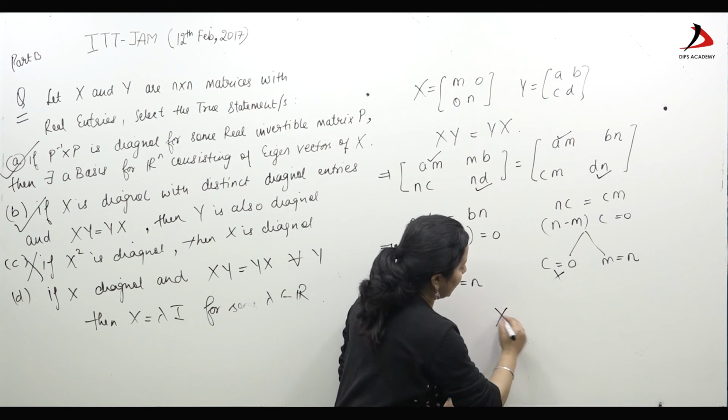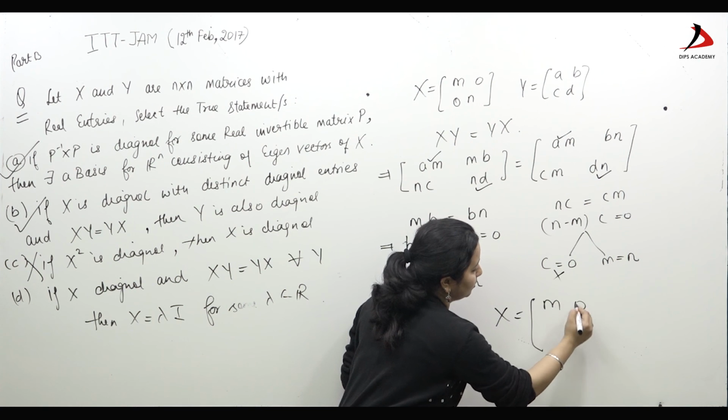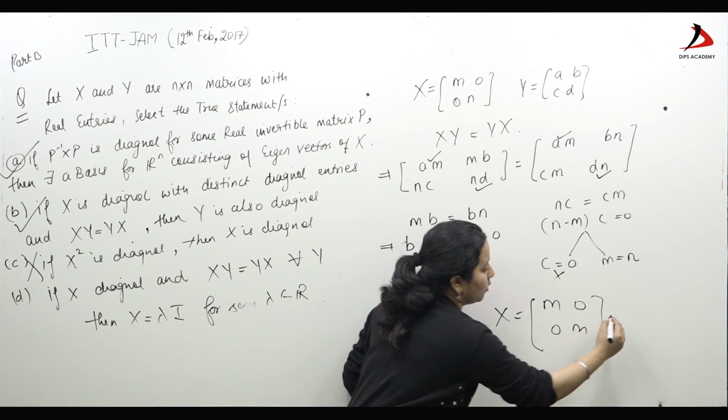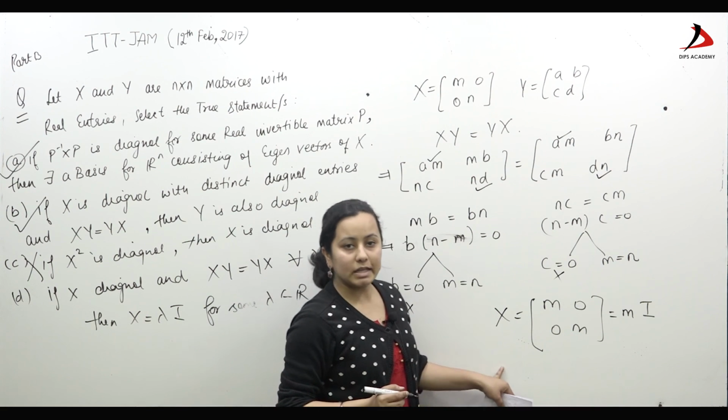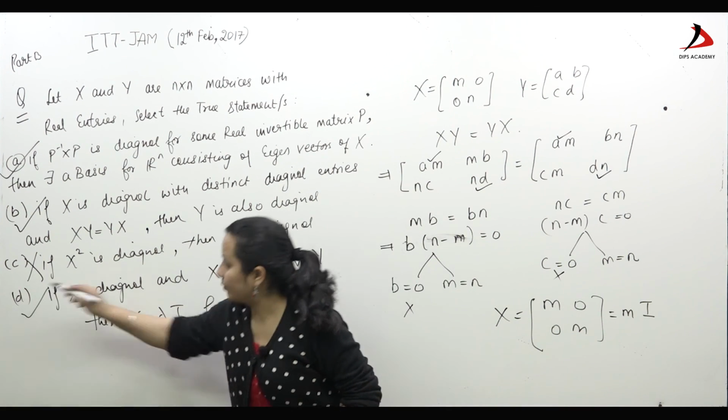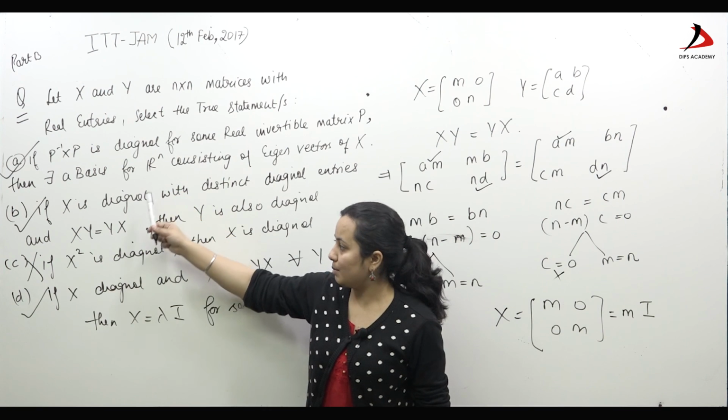So, our matrix X will become m, 0, 0, m, which is definitely m times I. Hence, result D is also true. So, our answer will be A, B and D.